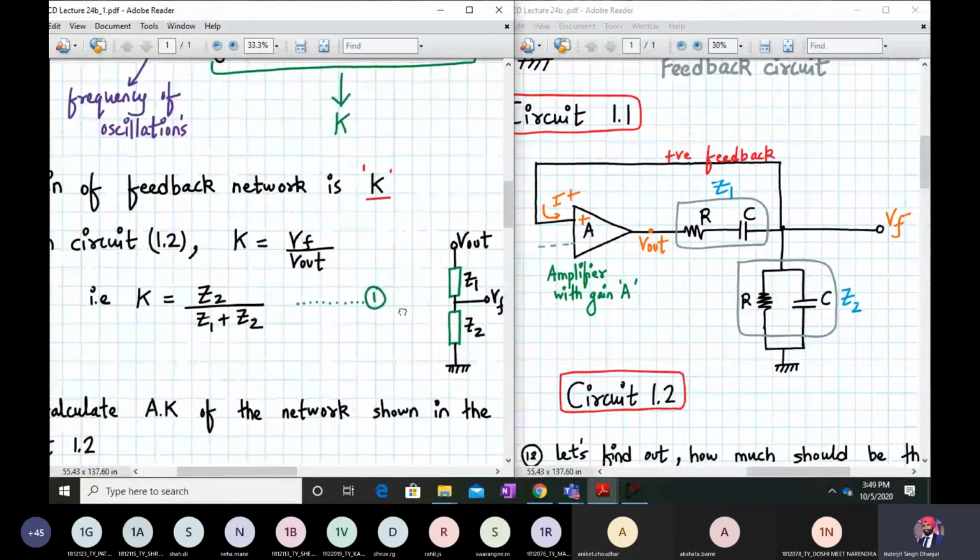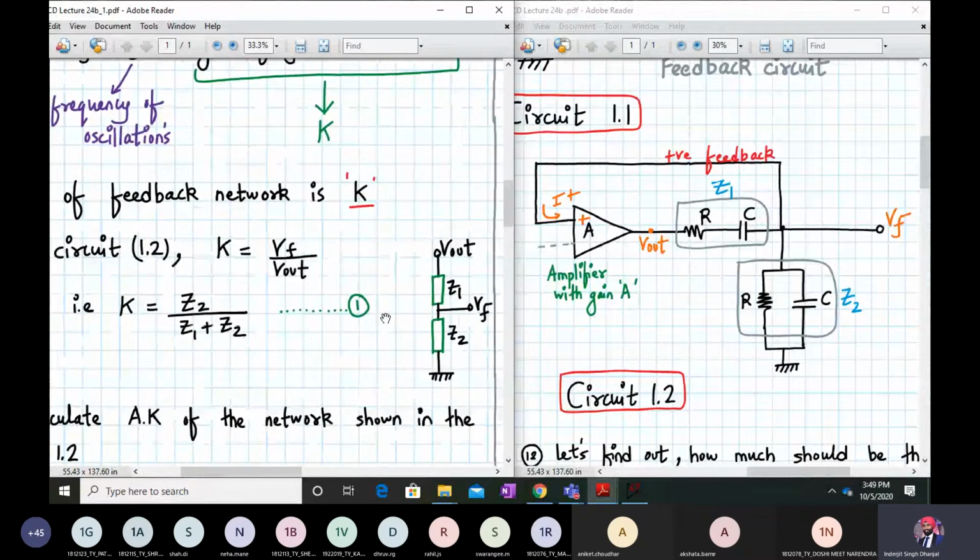So that's how we can relate this Vout and VF. Just by a simple voltage divider rule, what can we write? VF is equal to Z2 upon Z1 plus Z2 into Vout. Correct? So what will be VF upon Vout? VF upon Vout will be equal to K, which will be equal to Z2 upon Z1 plus Z2, which we call equation number 1. Anyone requiring any more clarity in this?